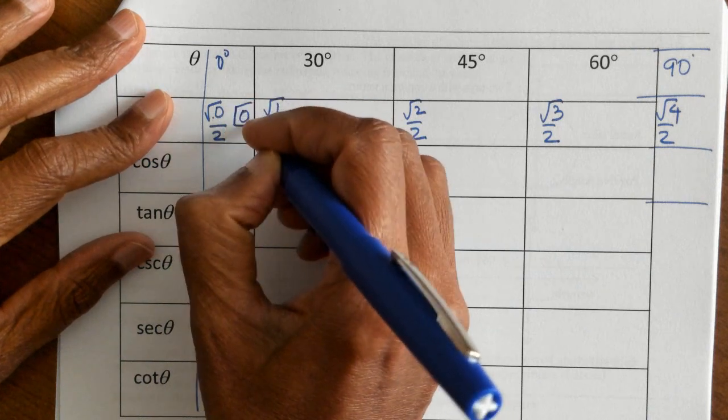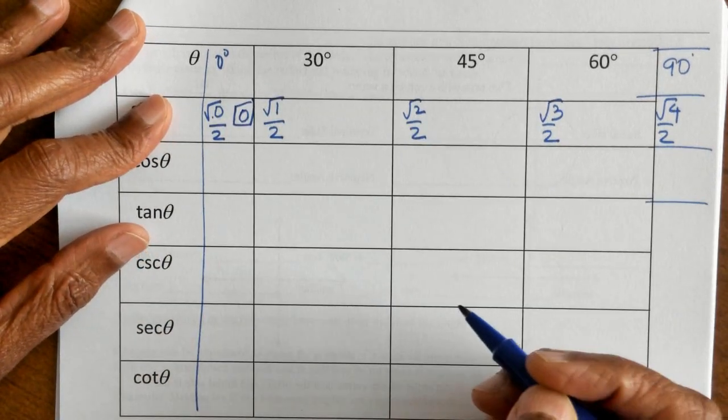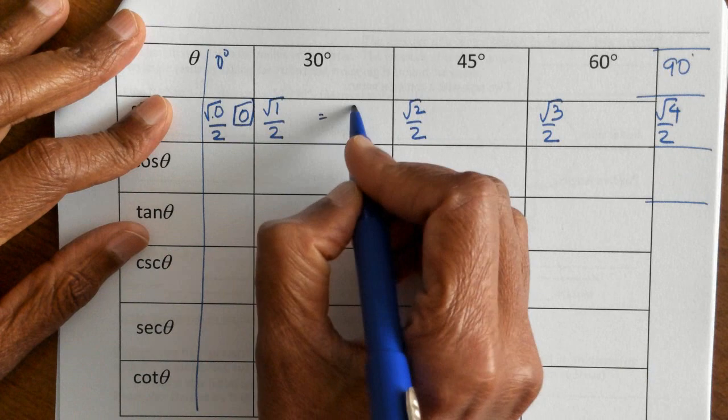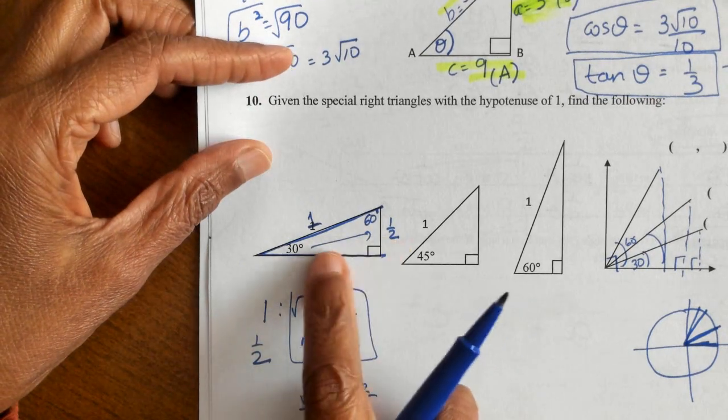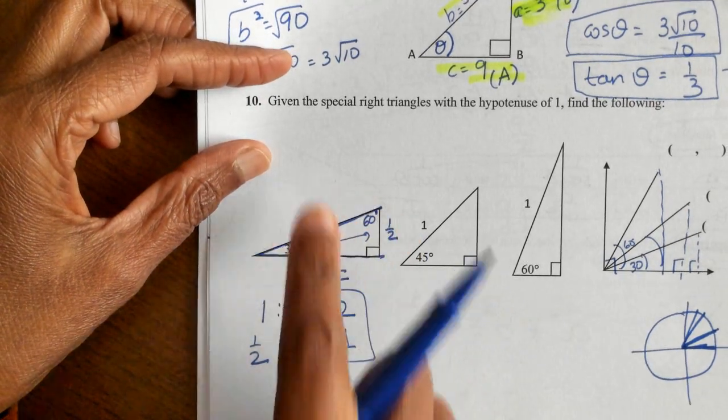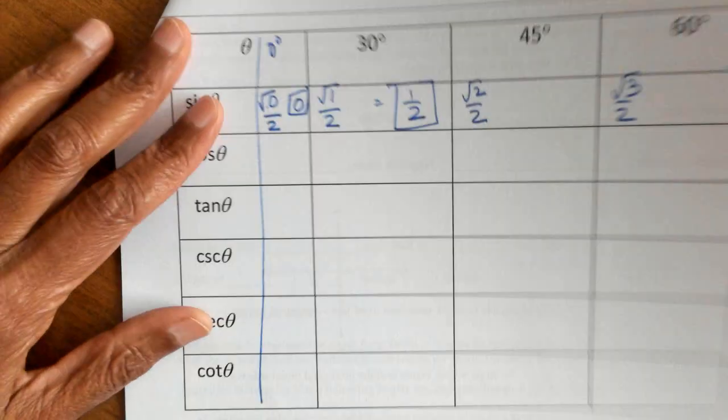So sine of 0 degrees is 0. Square root of 1 is 1, so 1 over 2 is half. So sine 30 degrees is half, which is basically coming from here. Sine of 30 degrees, sine is opposite over hypotenuse, half over 1 is half. So that's basically where it's coming from.